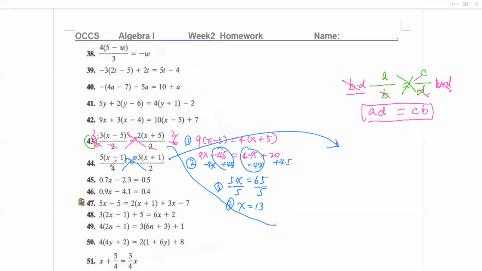Or you say both sides times 4. So here is crossed out, here you got a 2, right? So we can rewrite it here as 5x minus 1 equals what? Equals 6, right? 3 times 2 got 6, x plus 1. So we get rid of the parentheses right now: 5x minus 5 equals 6x plus 6.